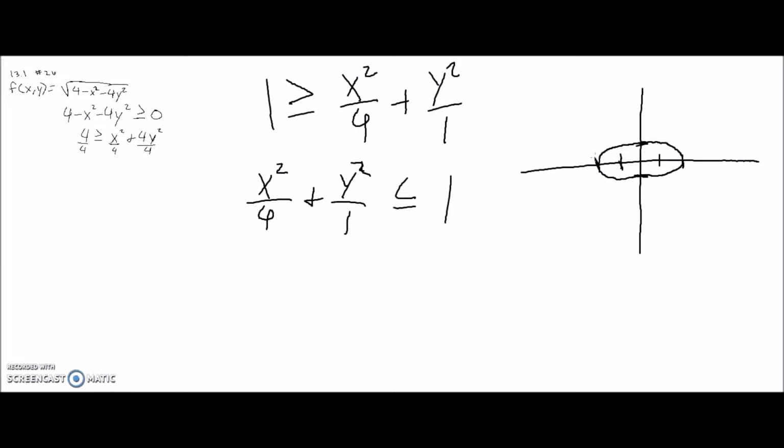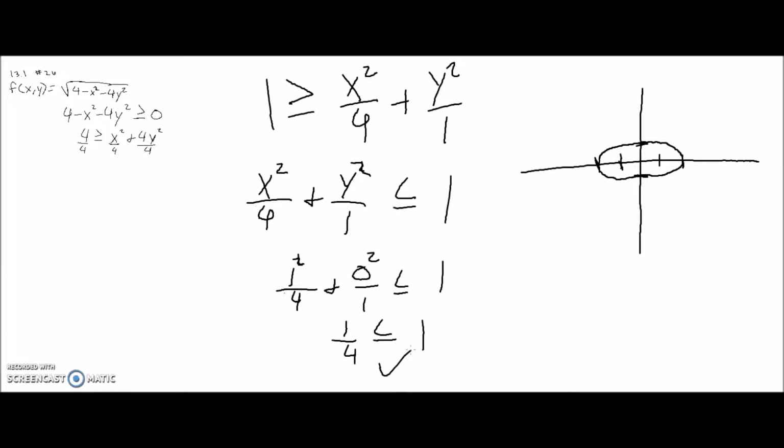A fairly easy value to plug in would be 1, 0. And if we plug in 1, 0, we get 1 squared over 4 plus 0 squared over 1 is less than or equal to 1. That gives us just 1/4 is less than or equal to 1, which is a true statement. So being inside does work.